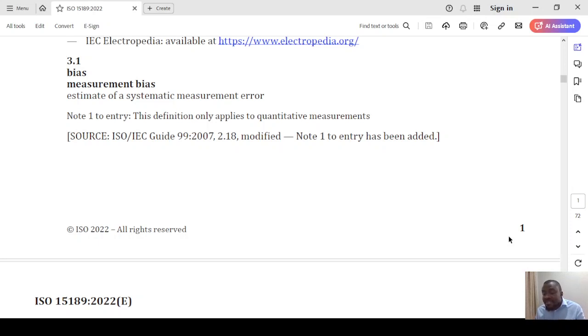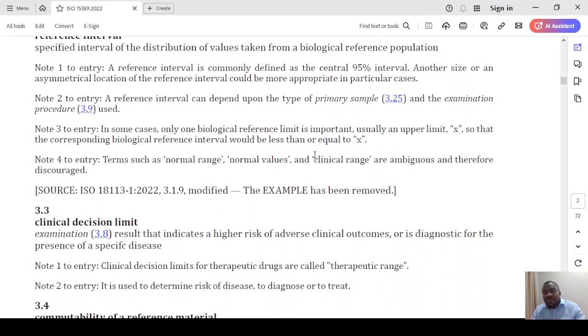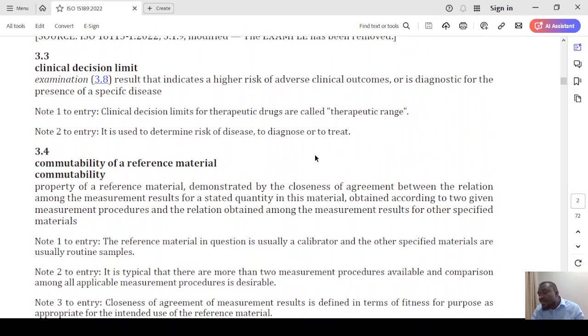Remember that, because in the lab setting, especially for clinical trials, they use the word ranges so much. Clinical labs or research labs, they use the word ranges. But in quality management system, we use the word interval. And then here in the definition, it says a specified interval of distribution of values taken from a biological reference population. The key word in that statement is that the biological reference population should be the normal population.